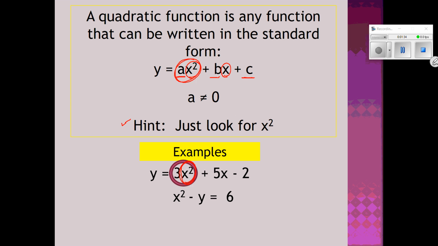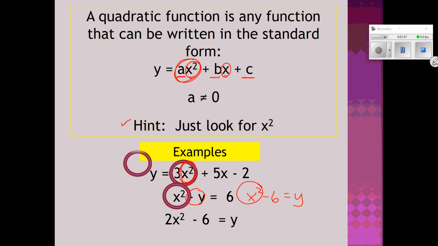This was not written in standard form, but if it was, you would move the y to the other side and move the 6 over here, so you'd have x squared minus 6 equals y. Again, this is a binomial, but it's quadratic because the highest degree is 2. And again here, the highest degree on any of those terms is 2, so it's quadratic.